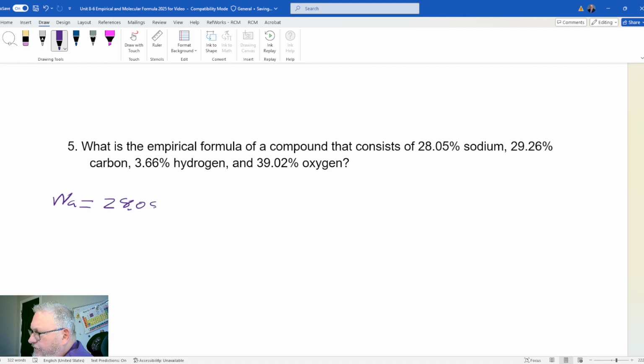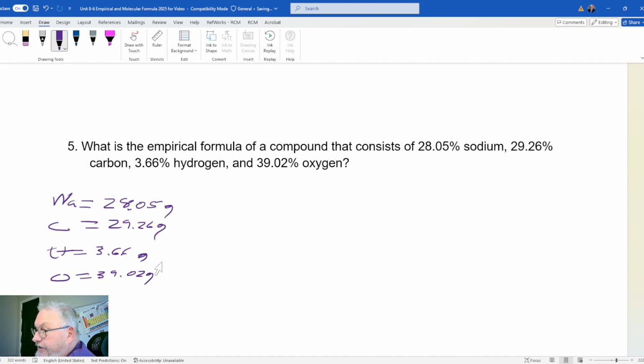All right, so that's 28.05 grams of sodium, and the carbon is 29.26 grams. Hydrogen is 3.66 grams. And oxygen is 39.02 grams. So now I've got to convert it into moles, which means I'm going to divide by the molar mass of each one of them.